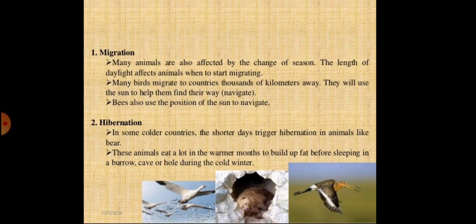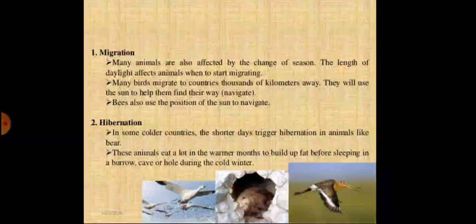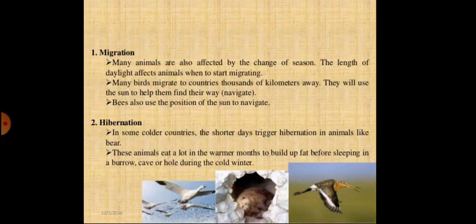First of all, we will discuss the migration. Many animals are also affected by the change of the season. The length of the daylight affects animals when to start migrating. Many birds migrate to countries thousands of kilometers away. They will use the sun to help them find their way, that is to navigate. Bees also use the position of the sun to navigate.